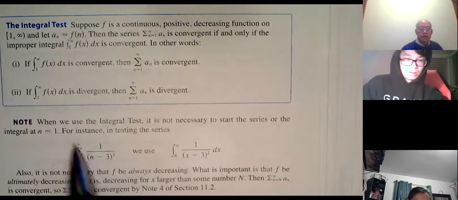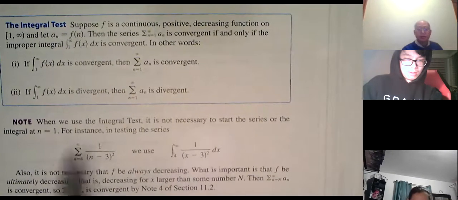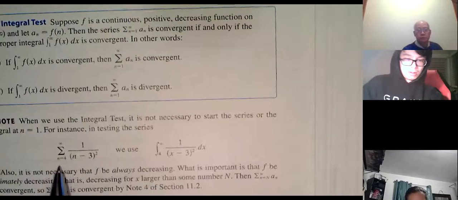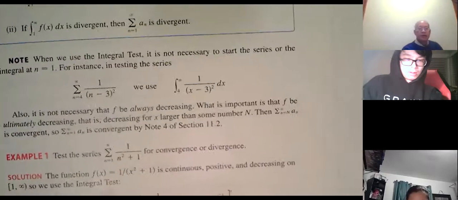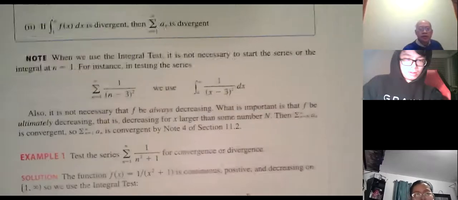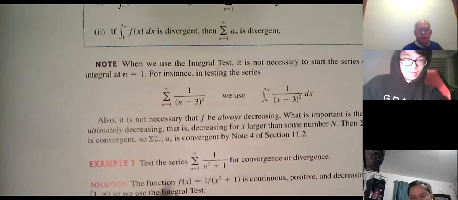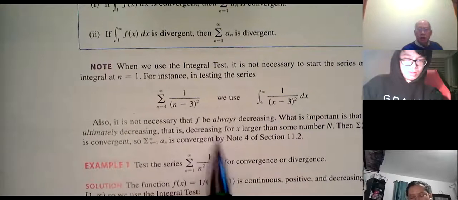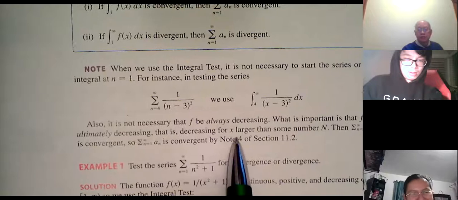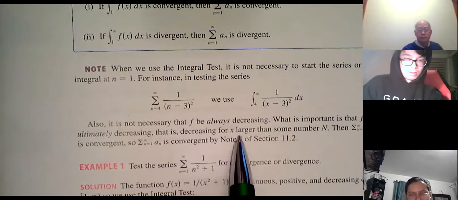In fact, they have that here. It is not necessary to start the series at n equals 1. You could test n equals 4 or whatever. And the other thing they mentioned is it's not necessary that f be always decreasing. What's important is that f is ultimately decreasing. That means for large enough x, sooner or later, it will be decreasing from then on out to infinity.